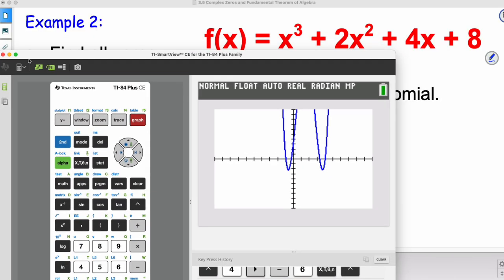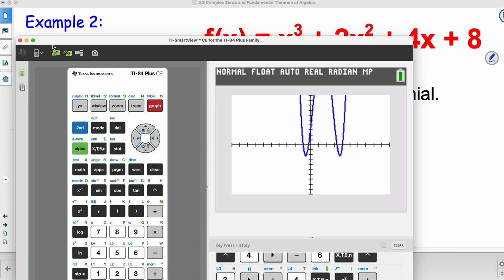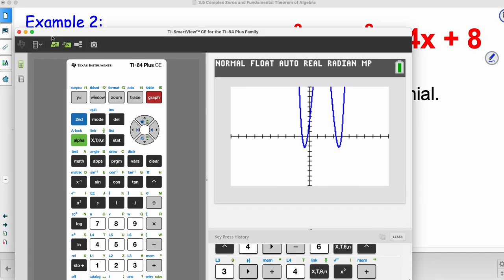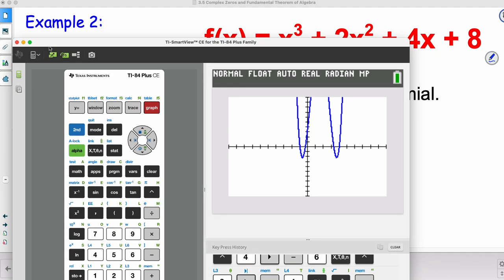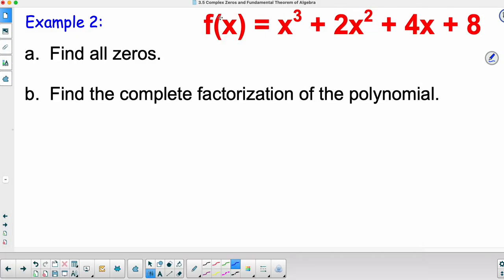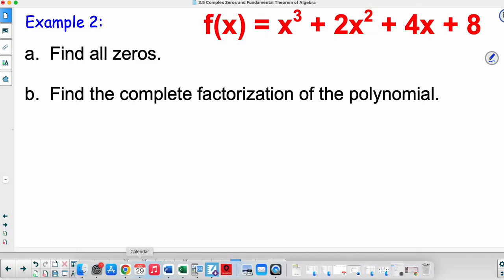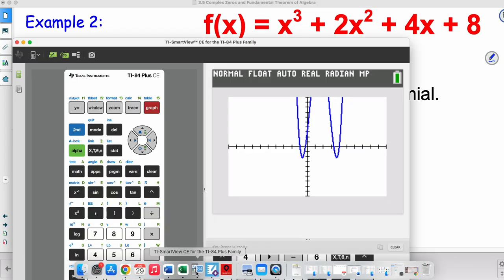Can I put this on here? Can I do both? I don't know if I can do both here. No. Yeah, almost. Maybe I can do both. Oh, I can't. I lost it.